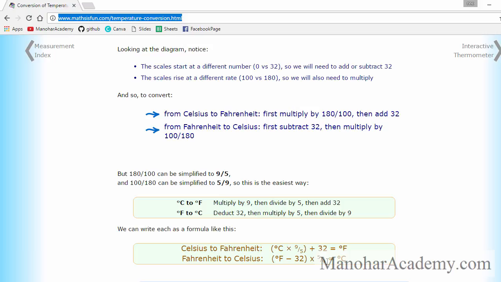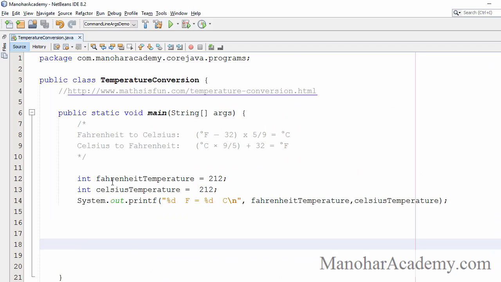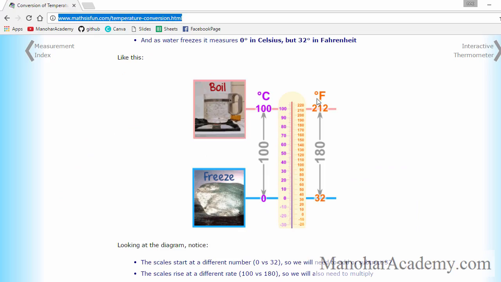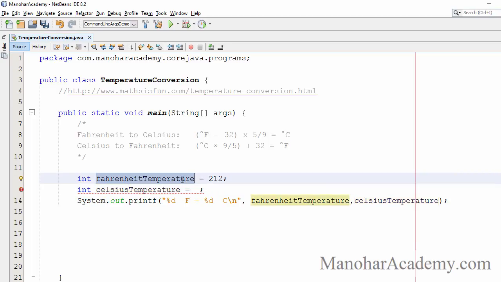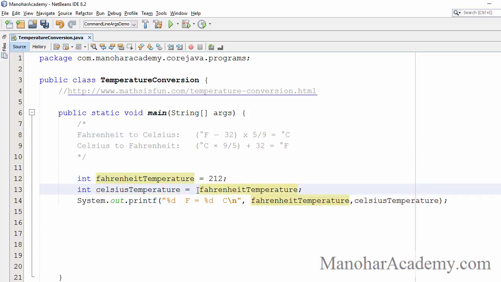Okay, let's write a simple program. Here I have two variables, one is Fahrenheit temperature and the other is Celsius temperature. So let's take a Fahrenheit temperature of 212 and convert it to Celsius. It should be 100 degrees Celsius. Here we have a Fahrenheit temperature, so what is the formula for converting Fahrenheit to Celsius? So this is the formula. What we need to do here is subtract 32, then multiply with 5 by 9.